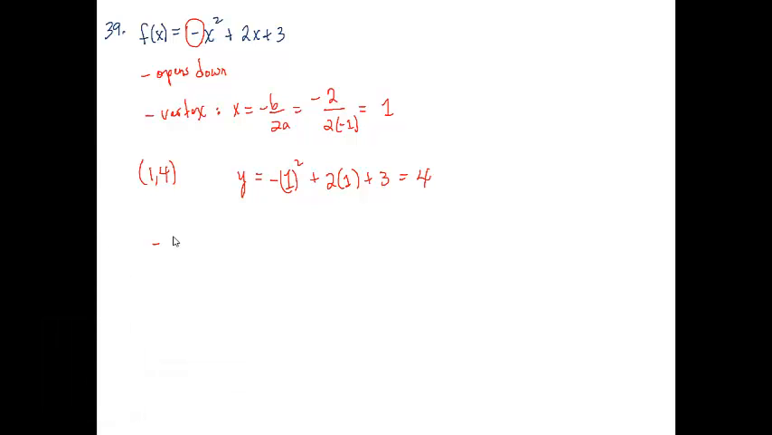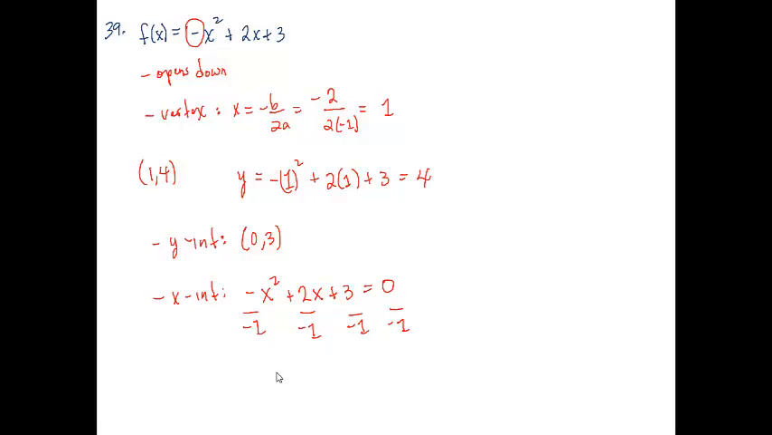Okay, now let's find the y-intercept. The y-intercept is when x is 0. So this problem, the y-intercept is just 0, 3. Let's find the x-intercept. The x-intercept is when f of x equals 0. So you have negative x squared plus 2x plus 3 equals 0. My leading coefficient is negative, so how about we divide by a negative 1 to make my leading coefficient a positive 1. And you have x squared minus 2x minus 3 equals 0.